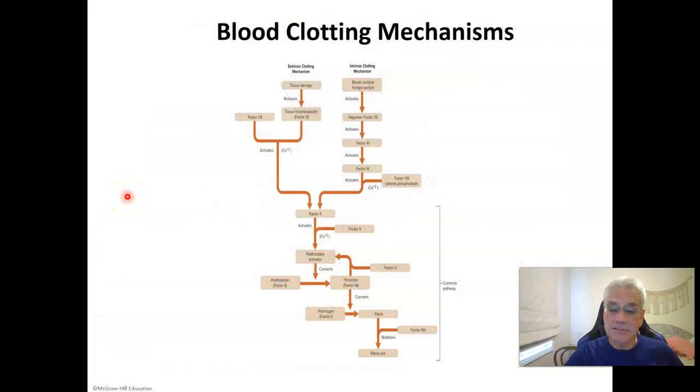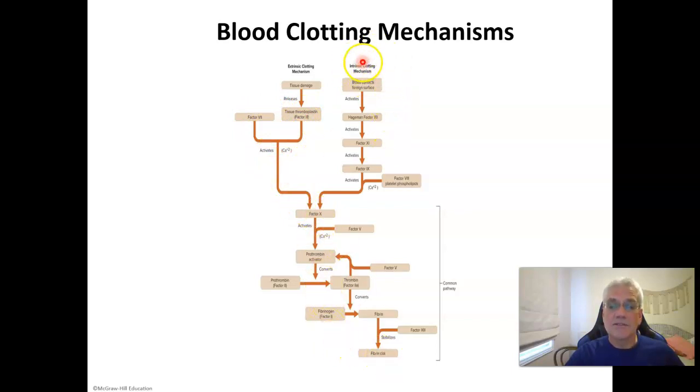Here it is. This is another book that has another pathway. Yep, it looks confusing, but take a moment and take a look at it. Extrinsic, remember, tissue damage, that gets factor 3 going. Factor 3 and factor 7 get together and they activate factor 10. You're off to the races to fibrin.